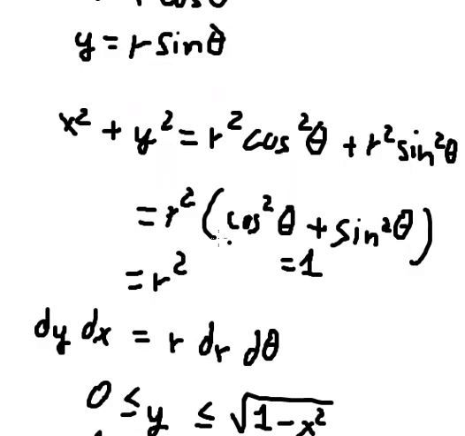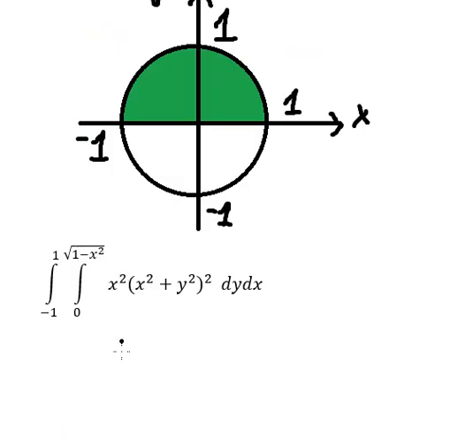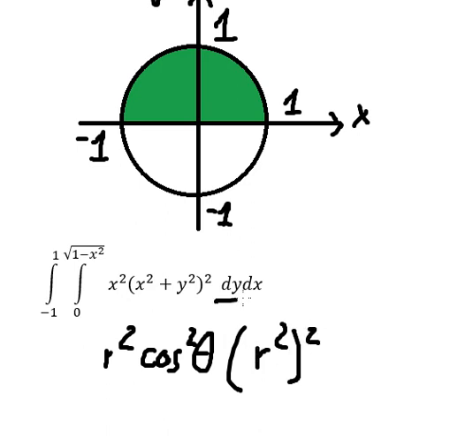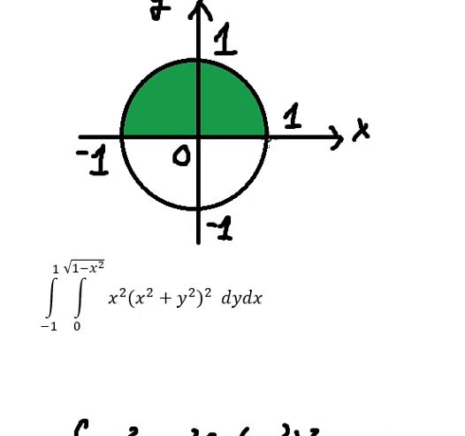So x is r cosine theta. So I will put this one here. So we have r squared cosine squared theta. This one is r squared. This one is r dr d theta. So dr is the radius of the circle. That should be from 0 to 1.